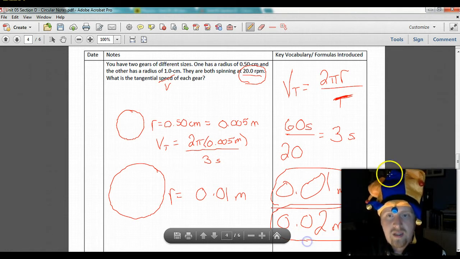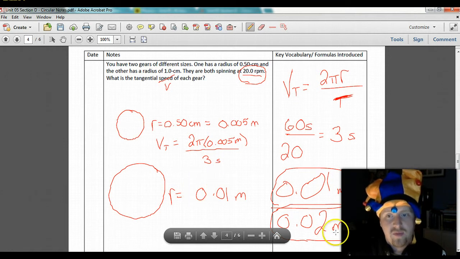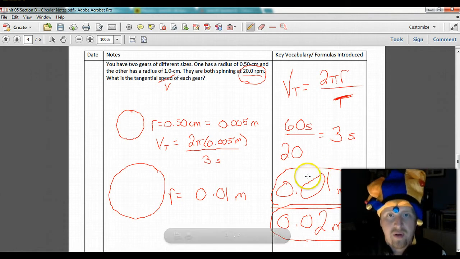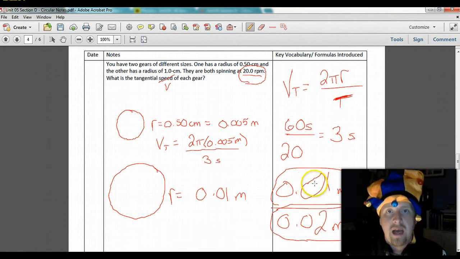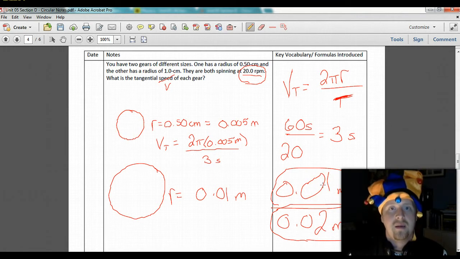So we see this relationship that radius is kind of proportional to velocity. If the radius is doubled, tangential velocity is doubled. If radius is halved, tangential velocity is halved. However, the rotational velocity is the same because it is not radius dependent.